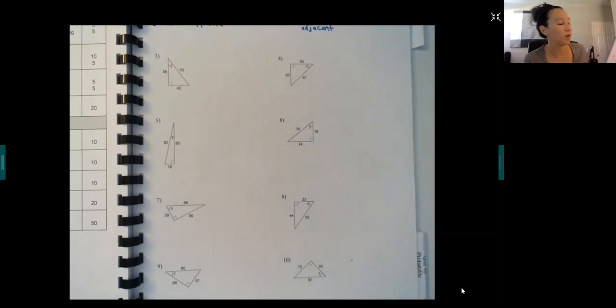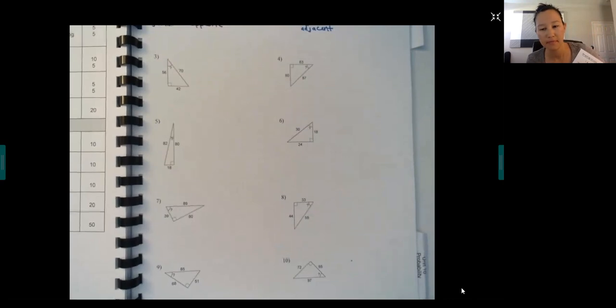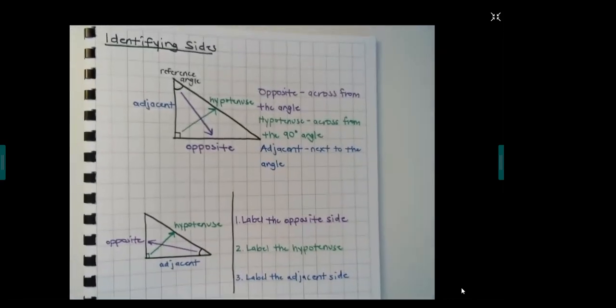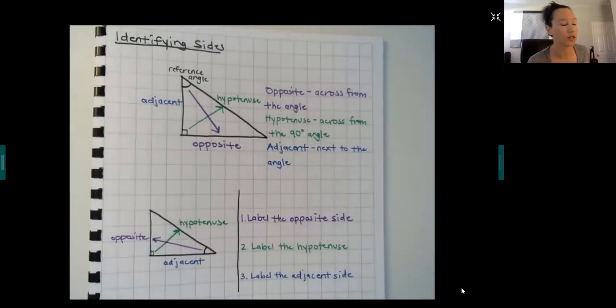Okay, Jaden, you want me to put up the notes for you to take a quick picture? Yeah, that could work. And then I'll kind of explain it to you. So go ahead and take a picture and then I'll get you caught up.